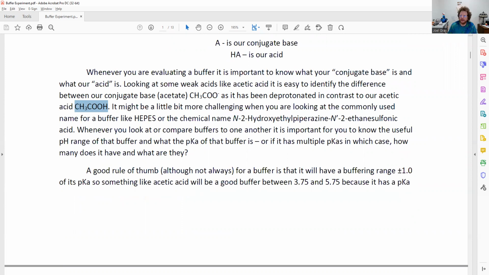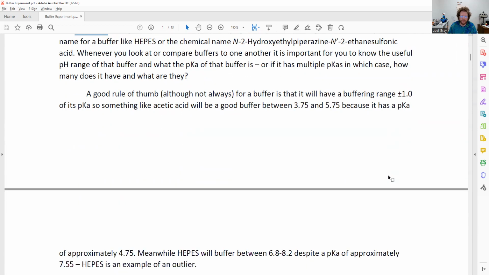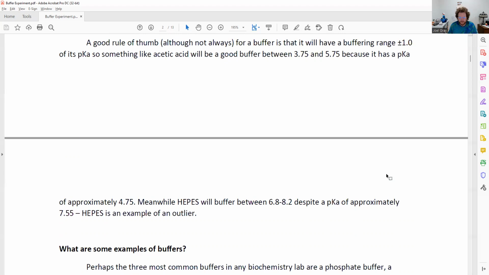6.5, on the other hand, is outside of the buffering range. So any minor addition of an acid or a base is going to cause the pH of that solution to change pretty drastically. So the buffering range is plus or minus 1 of the pKa.